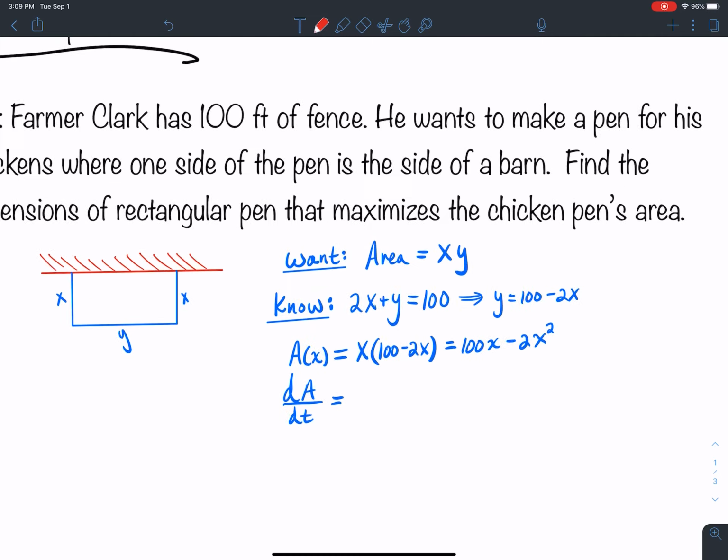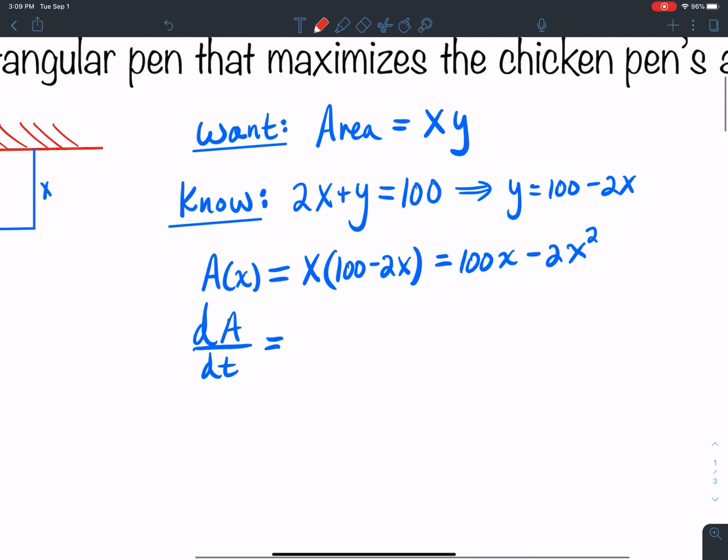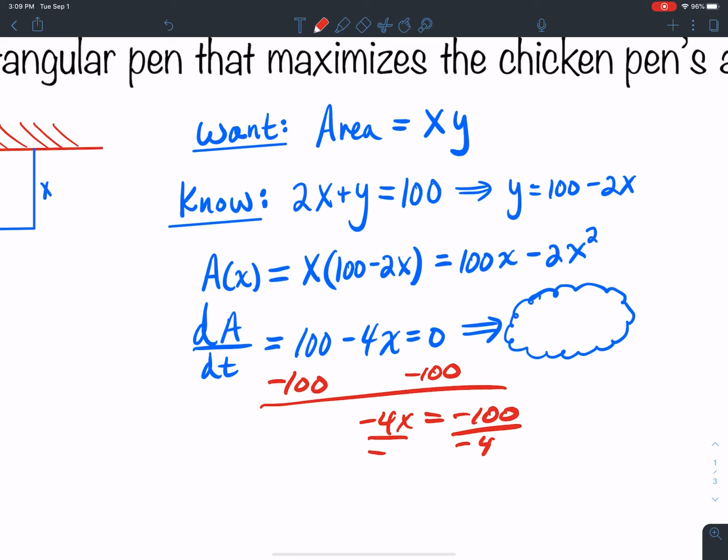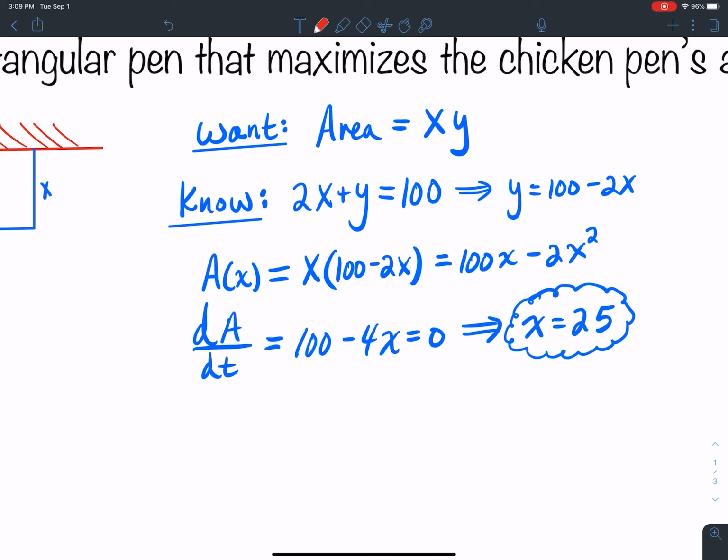So let's take the derivative of the area function here. The derivative of 100x is 100. The derivative of negative 2x squared, bring the 2 down, is negative 4x to the 1. Now, what do I do? I set the derivative equal to 0 and solve for x. To do this, I subtract 100 from both sides, and then divide through by negative 4, okay? So negative 4x equals negative 100, divide by negative 4, and I have x equals what's a fourth of 100? That's 25. So x here is equal to 25.